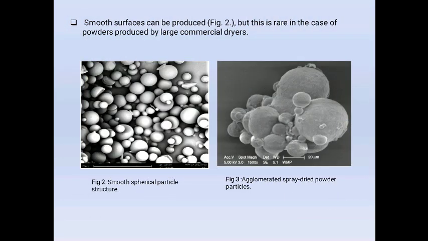Smooth surfaces can also be produced by spray dryers, as shown in Figure 2. However, this is rare in the case of powders produced by large commercial dryers. Figure 2 shows smooth spherical particle structures and Figure 3 shows agglomerated spray-dried powder particles.